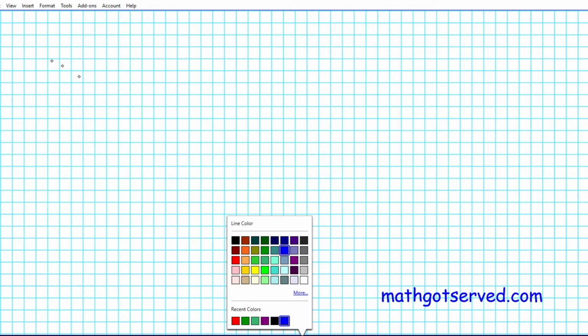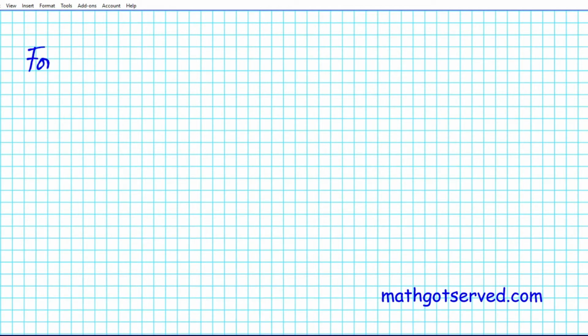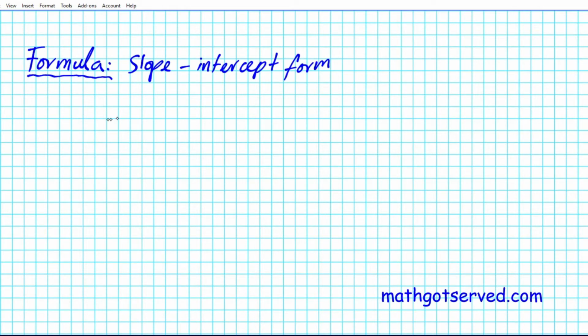Alright, let's take a look at the formula that will be guiding our problem solving process. Let's write down the formula for the slope-intercept form. The name basically tells you what the formula has. The formula tells you the slope and y-intercept. So the slope-intercept form of the equation of a line is y equals mx plus b.